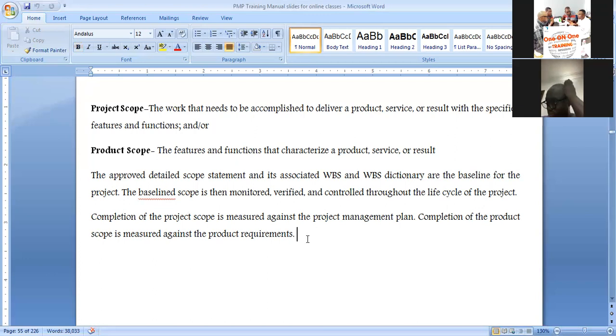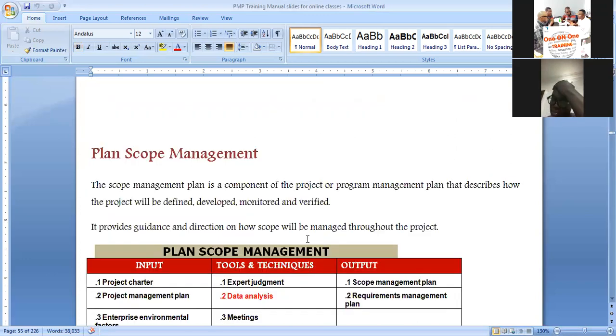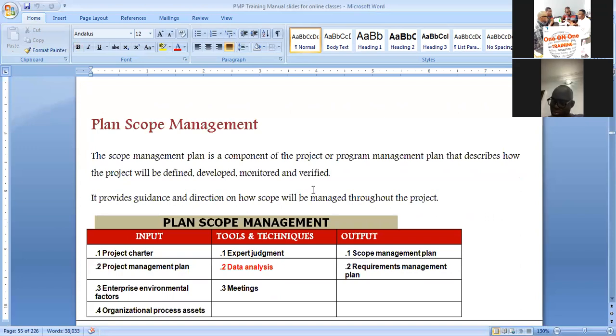Now you have an understanding of this one, so it is easier for us to move into the 6 sub-processes under project scope management and start talking about them in detail. Like I said, the first one is plan scope management.